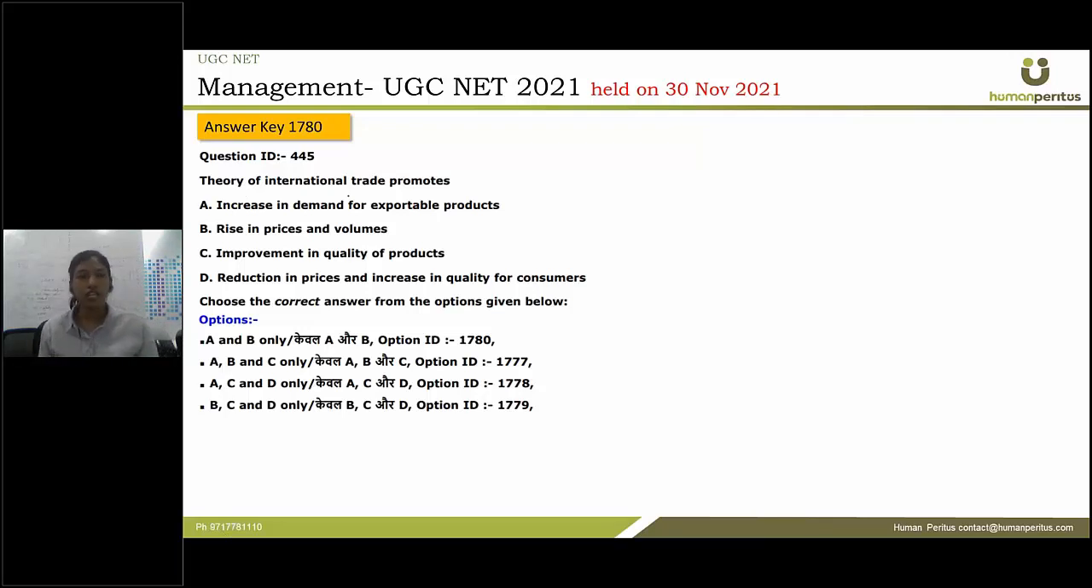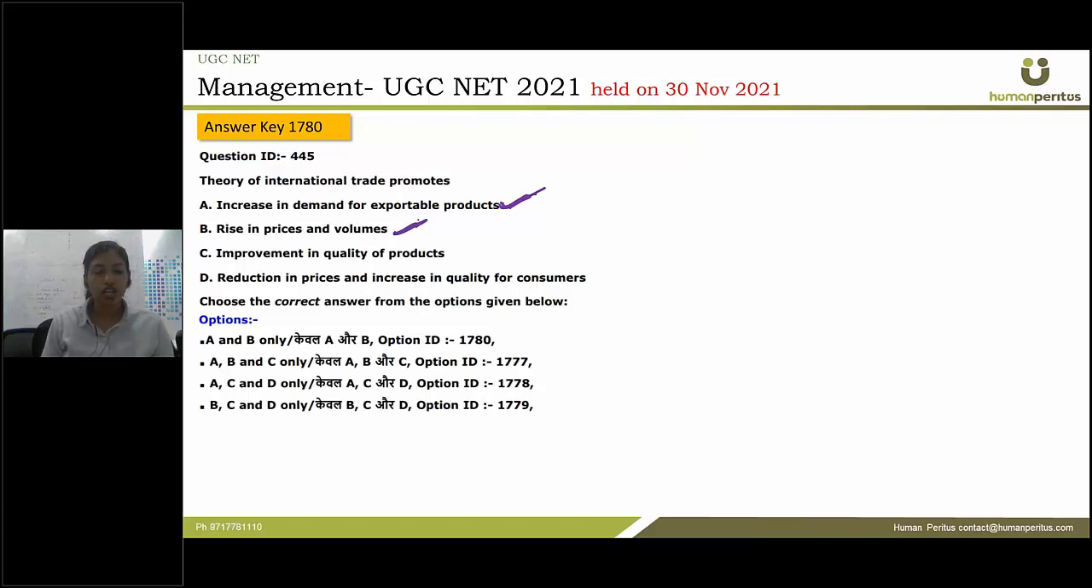But if we take it in a general sense, what theories promote international trade, then we can see in this one: increase in demand for exportable products, rise in prices and volumes, improvement in quality of products, reduction in prices and increase in quality for consumers. So international trade, what does it do? It increases demand for exportable products. International trade is for increasing your exports or imports. So it increases demand, rise in prices and volumes.